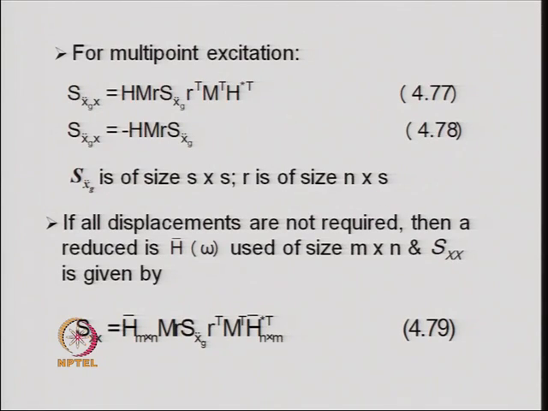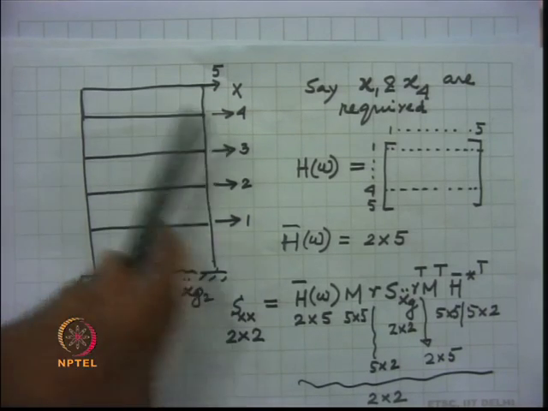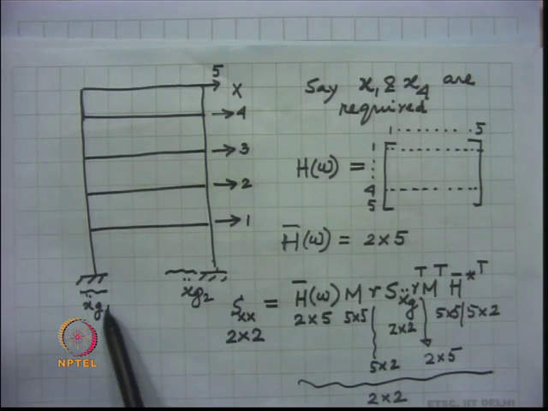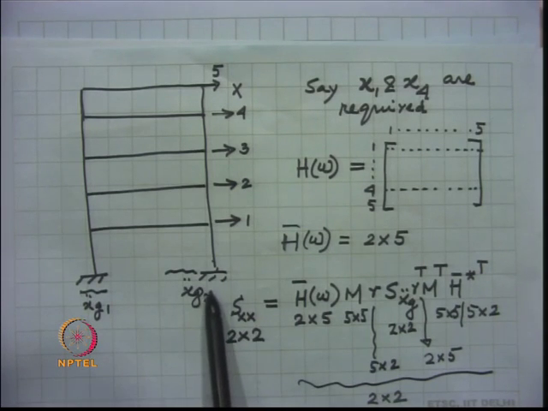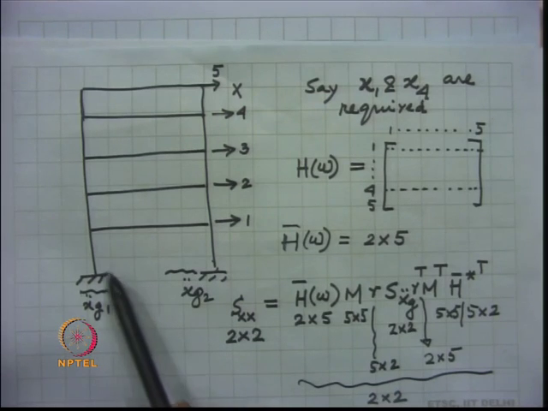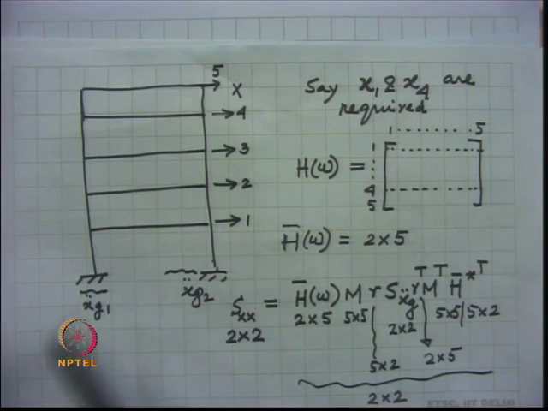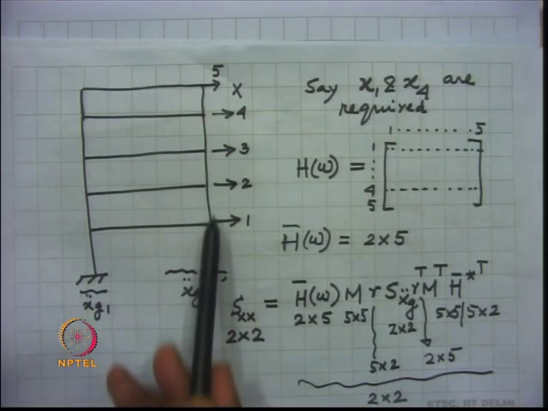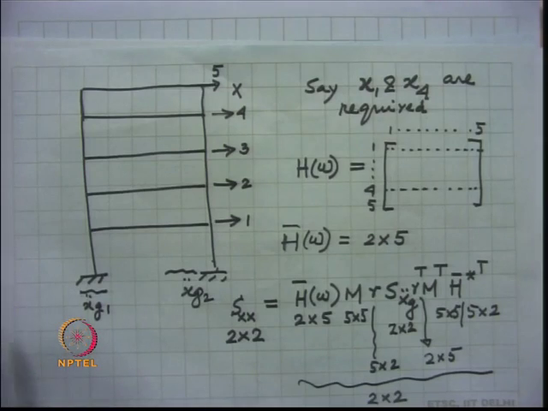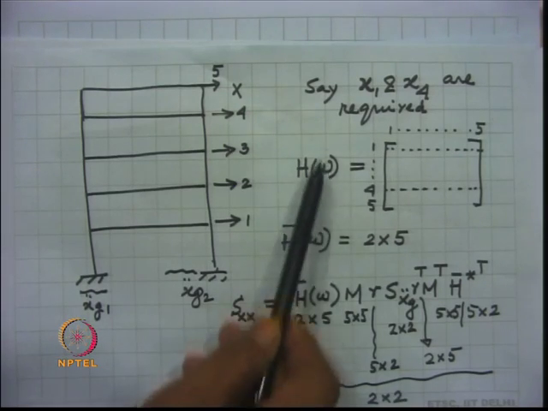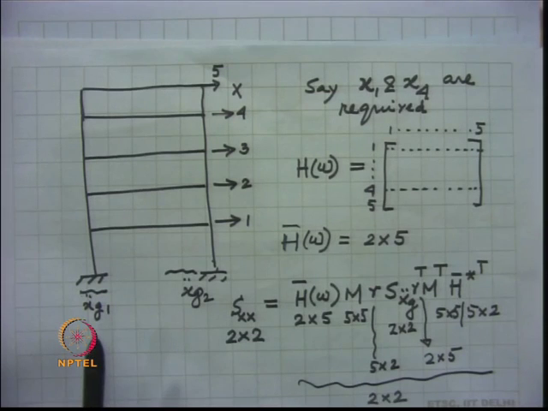Many a time we are not interested in all the response quantities, and only a limited number of response quantities may be involved. For example, in this problem we consider a frame subjected to two different ground excitations, arising because of the time lag, and there are 5 degrees of freedom in the system, that is, non-support degrees of freedom. Then the H omega matrix will be a 5 by 5 matrix.